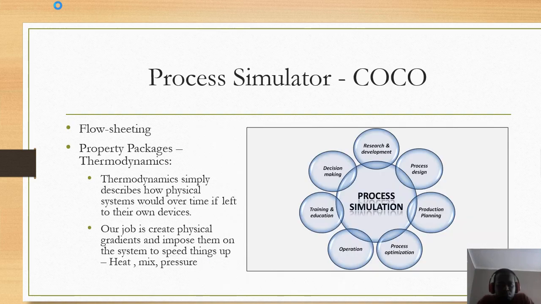Now, process simulation, right? As I said, we're going to be looking at COCO. So I'm going to be touching on flow sheeting, property packages, and with property packages, obviously, you're now talking about simulation, you're talking about thermodynamics. Now, thermodynamics simply describes how physical systems would behave over time if left to their own devices. What do I mean by that?